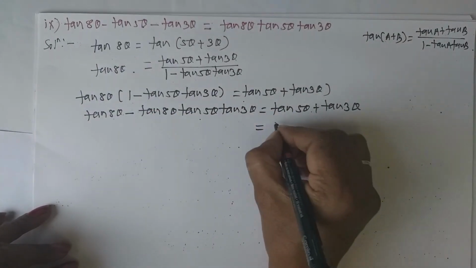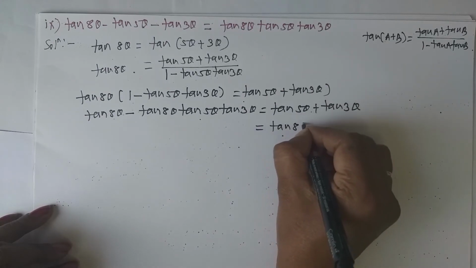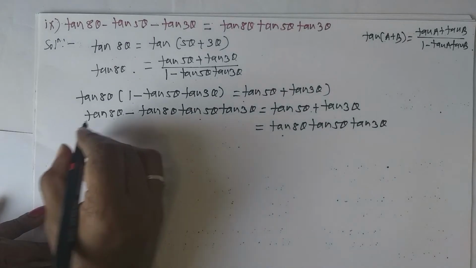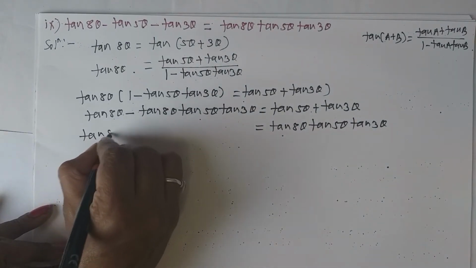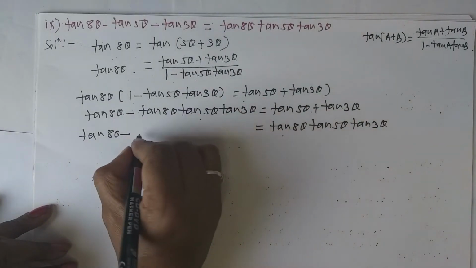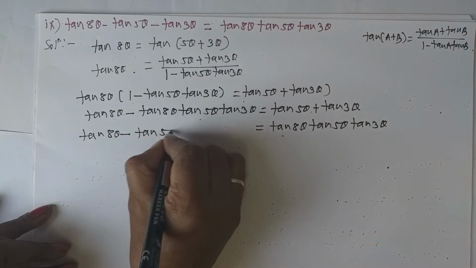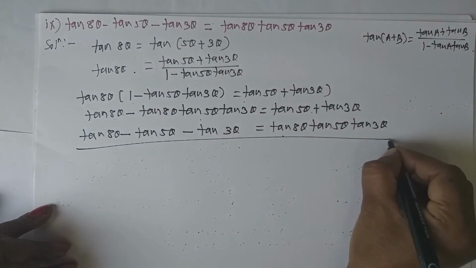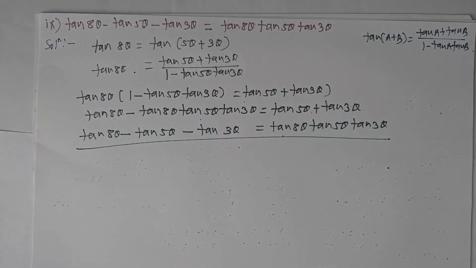Transfer this negative term to the right hand side. This will be tan 8 theta tan 5 theta into tan 3 theta. Now write down this tan 8 theta as it is, and transfer these terms to the left hand side. Tan 5 theta minus tan 3 theta. In this way, we have proved the required identity. Okay, let's see the next.